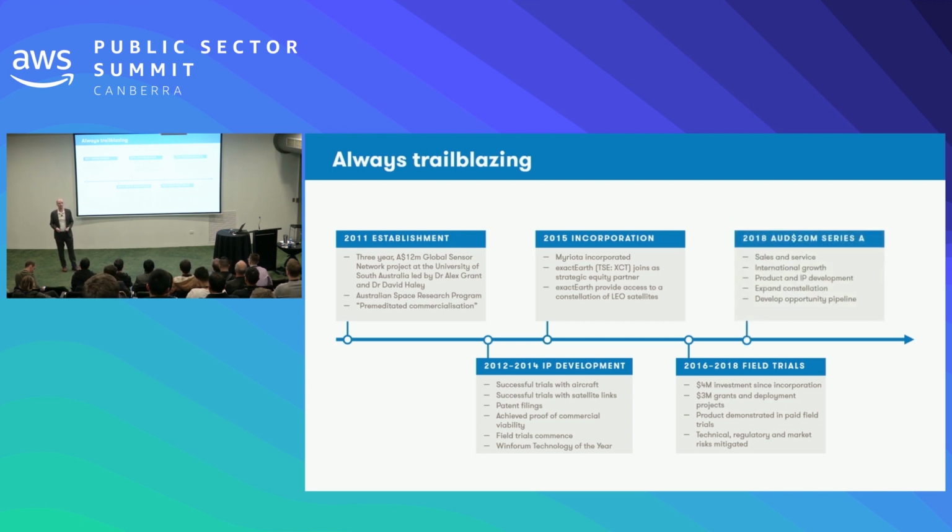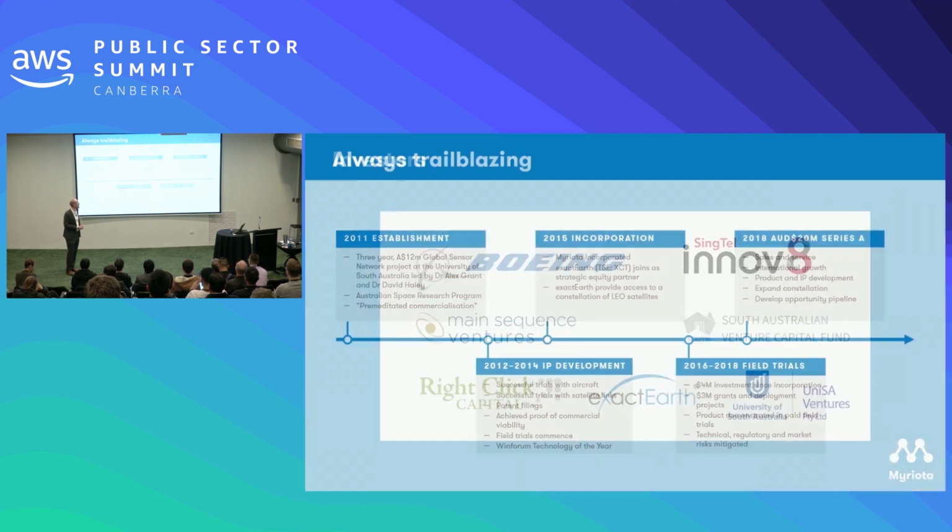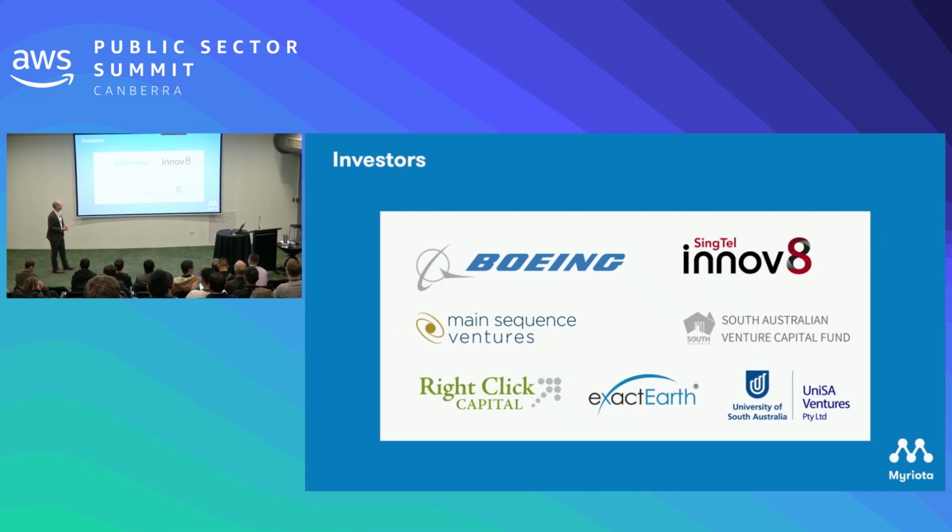sales pipeline. In March last year, we closed a Series A funding round to grow the company, to build our sales pipeline further, and to expand our constellation. That was a $20 million round led by Australian financial investors, and also brought with it Boeing's Horizon X, with Boeing making their first investment outside of the United States, and Singtel Innovate.